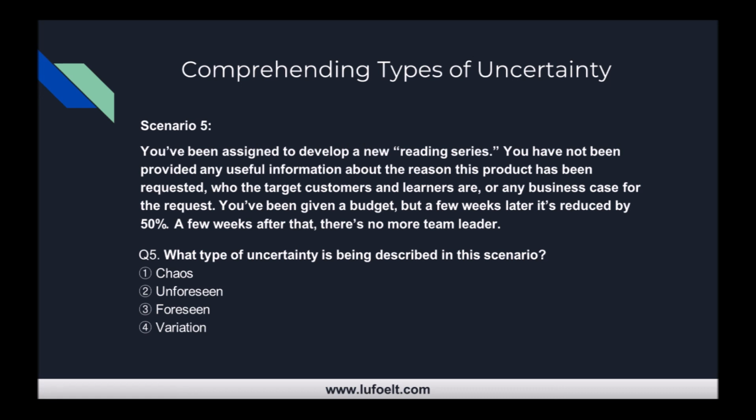And a few weeks after that, your team leader quits the company. All right, so what type of uncertainty is being described in this scenario? Is it chaos, unforeseen, foreseen, or variation? You can probably guess the answer is chaos, right? This is a situation in which the circumstances continue to change in very big ways that are totally unpredictable, so you really have no idea.